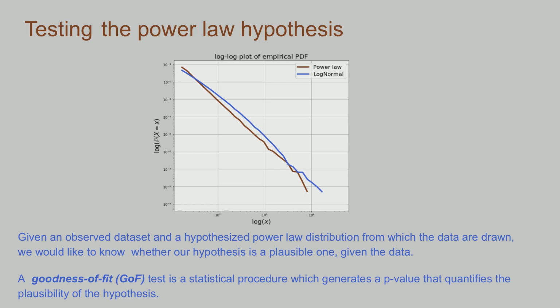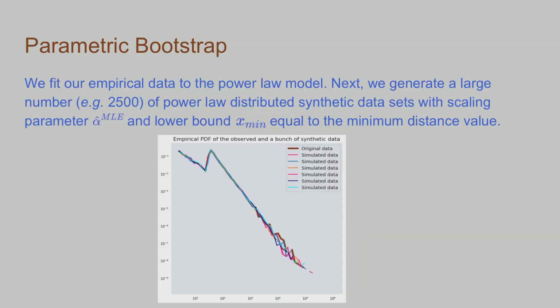So, how do we test our hypothesis? We do parametric bootstrap. Parametric bootstrap is a procedure which can be used to test our hypothesis, to get a p-value from a statistical test when parameters are estimated. So what we do is to fit our empirical data to the power law model, then we generate a large number, more than 2,500, of power law distributed synthetic datasets, with scaling parameter defined as the maximum likelihood estimation for the empirical data, and lower bound as the minimum distance estimation of the power law empirical data.